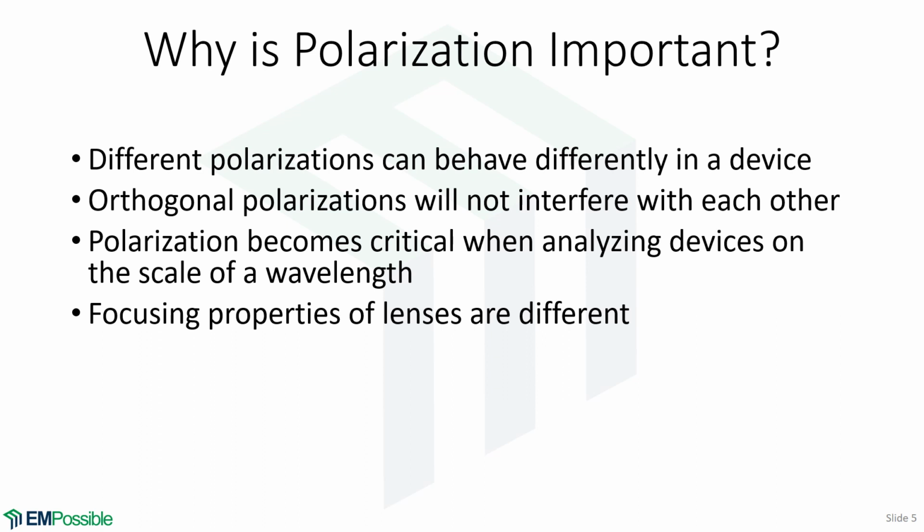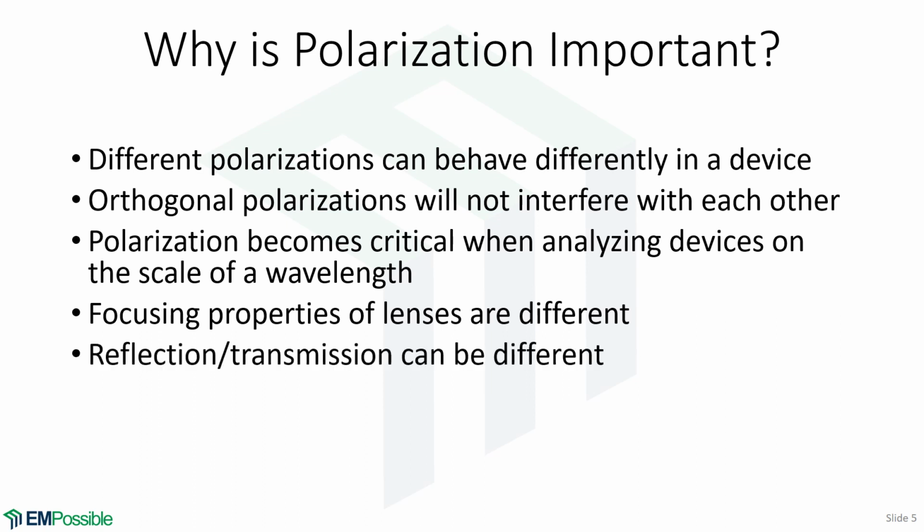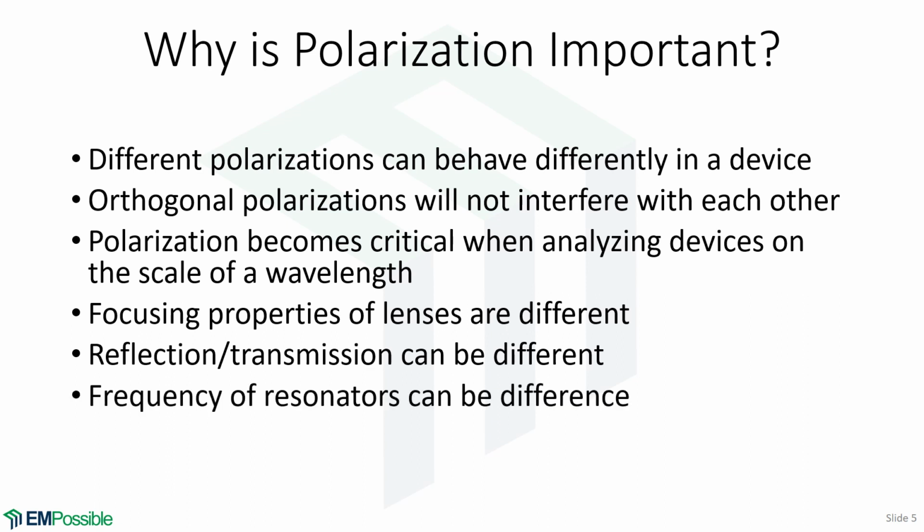So focusing properties of lenses can be different based on polarization. Reflection and transmission from an interface can be different. I'll bring up the polarized sunglasses again. When light reflects off of water or windows, it tends to reflect in a way that's polarized. And so we would buy polarized sunglasses that would block the polarization that's dominantly reflected from water or glass. And so we say it reduces glare, and it does do that.